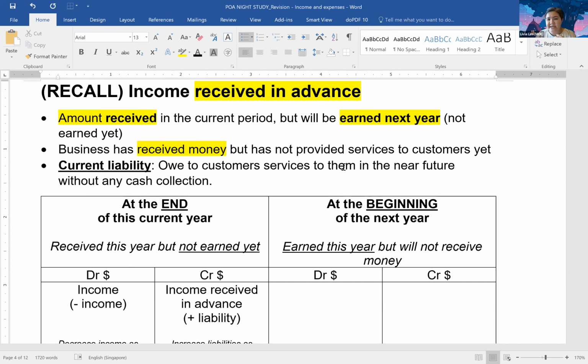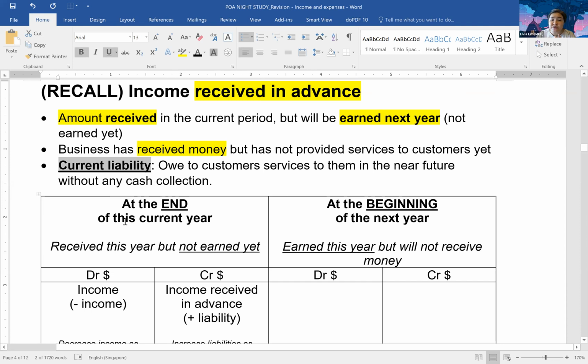So the key point here is that you take the money already, but you have not earned the money yet. Therefore, in the year that you took people's money, in the year that you take the money, this is a current liability. All right. You owe the customer services.